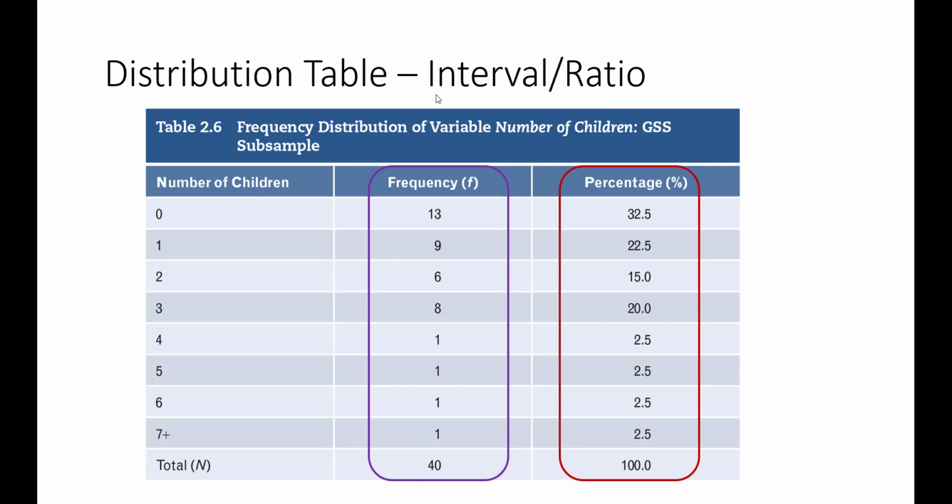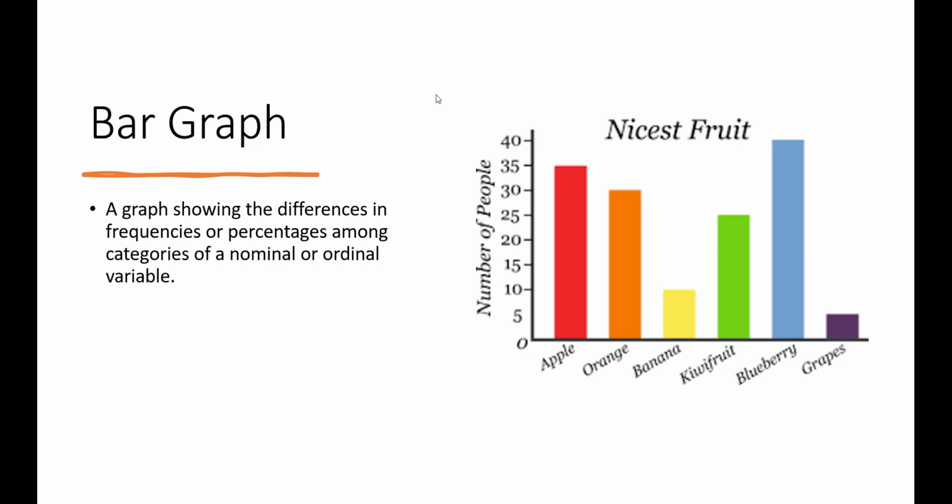Next, let's look at some graphical representations of data. So this is a bar graph. And a bar graph is a graph showing the differences in frequencies or percentages among categories of a nominal or ordinal variable. And so all that's saying is that instead of having that frequency distribution and percentage distribution that we had for the first table, this is a similar thing but in graphical form with some nice pretty colors in this case. And what this is saying is that about 35 people said that apple was the nicest fruit.